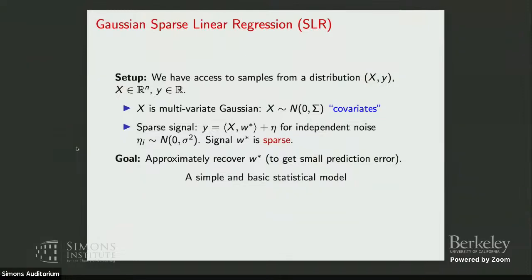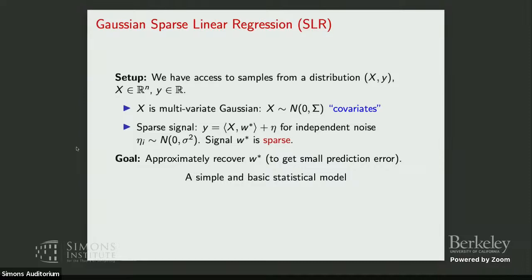So the problem we're going to study is a basic regression problem. You have access to samples from a distribution (x, y). X are your covariates, which are maybe the simplest non-ideal distribution, a standard multivariate Gaussian. You have a covariance matrix sigma, which can be arbitrary. And the response variable Y is determined by a sparse signal W star. For each example X, you compute its inner product with your unknown signal W star and add some noise, and that's your response variable.